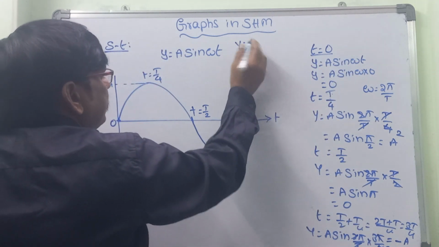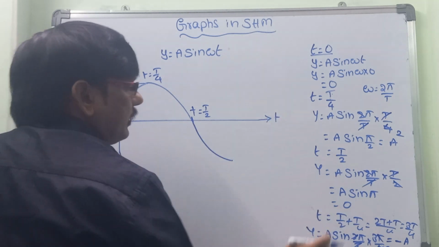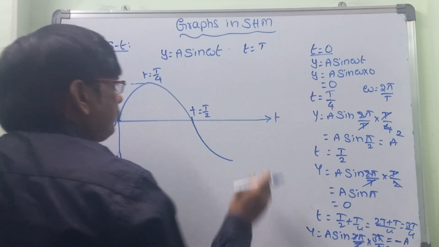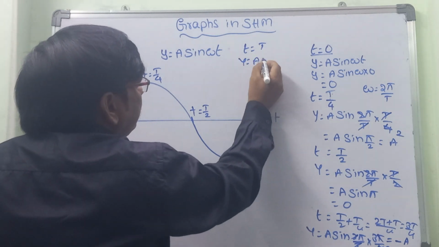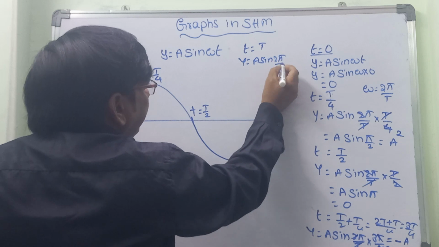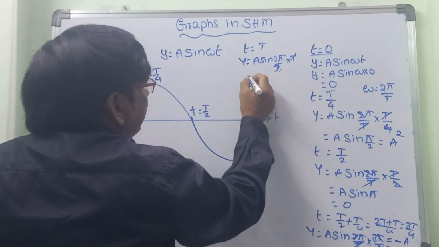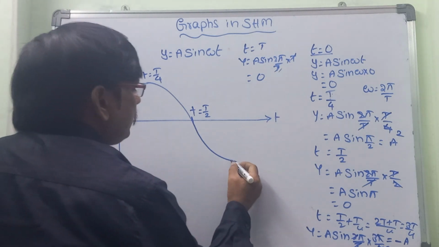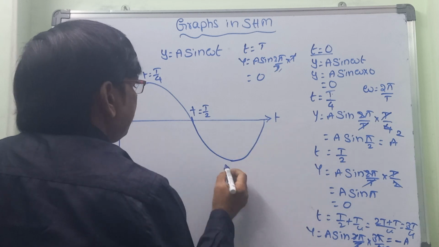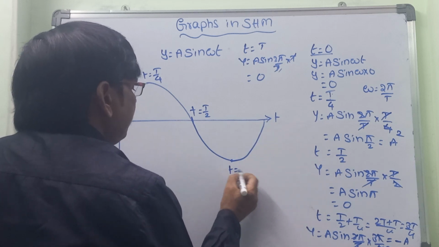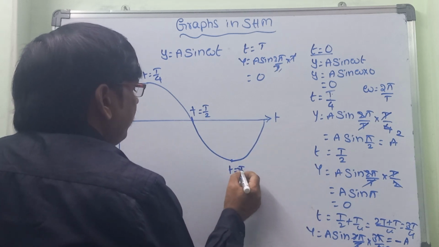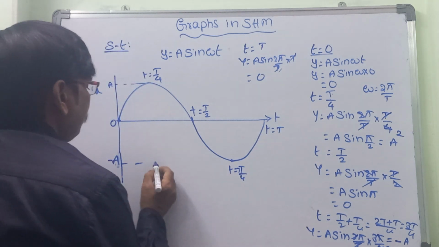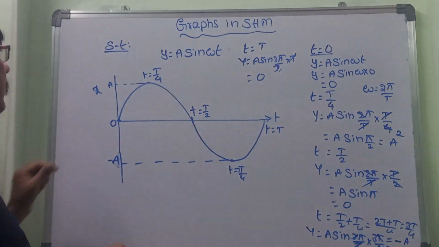Afterwards, let's go to the next one. Let us take t = T. Then y = a sin(2π/T × T). T gets cancelled, that is a sin 2π, which means again we get 0, and the particle starts going like this. And here t = 3T/4 and t = T. In this way we can take this as the graph for the ST graph.